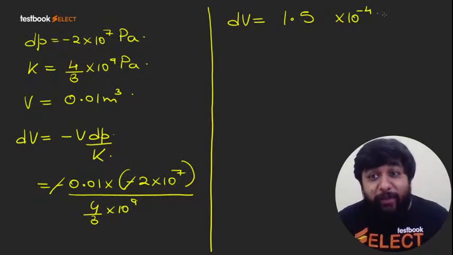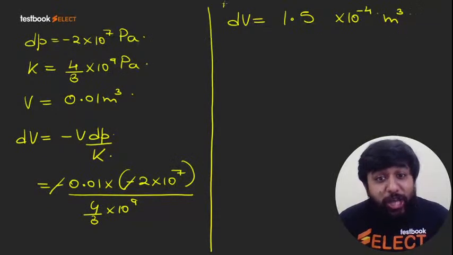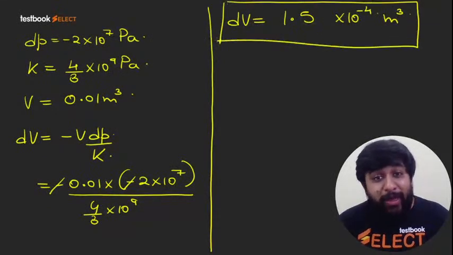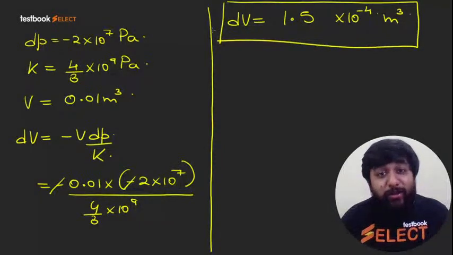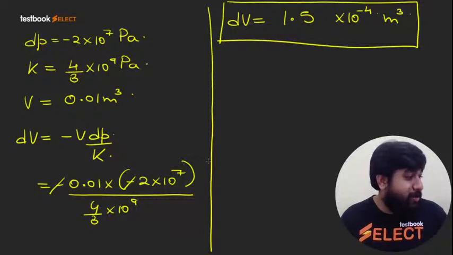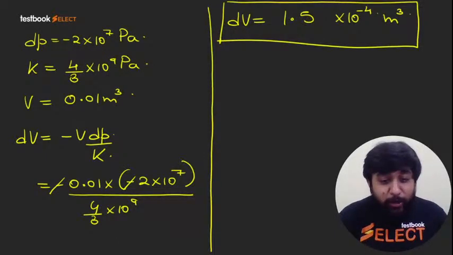Since everything we have taken in SI unit, the answer will be meter cube. So this is the change in volume, the increase in volume. Whatever the volume of fluid is increasing, that will spill out of the container. So this is your answer. I hope the answer is clear to everyone. And if there is a doubt, please do let me know. Go through the question once and do let me know.